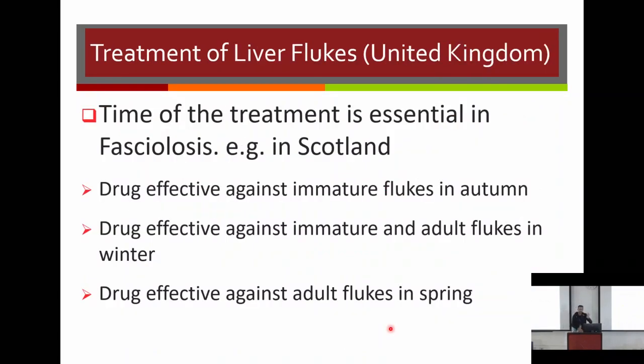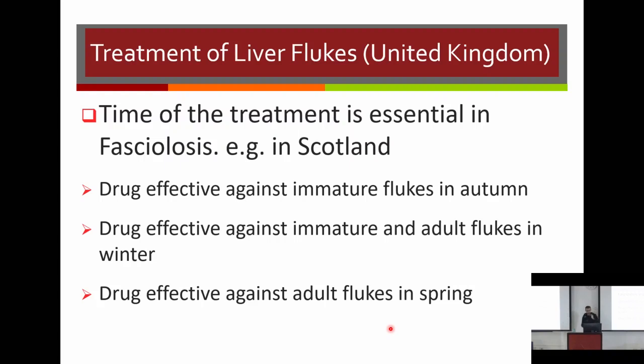In that case, the time of the year is very important, depending on where you are working. I'll give you an example in Scotland, a north temperate region. In autumn, use a drug effective against immature fluke. In the winter time, use a drug effective against immature and adult fluke. In the springtime, use a drug effective against adult fluke. They treat this way because they know at which time of year they will see the immature and adult fluke, and at which time they will only see the adult flukes.